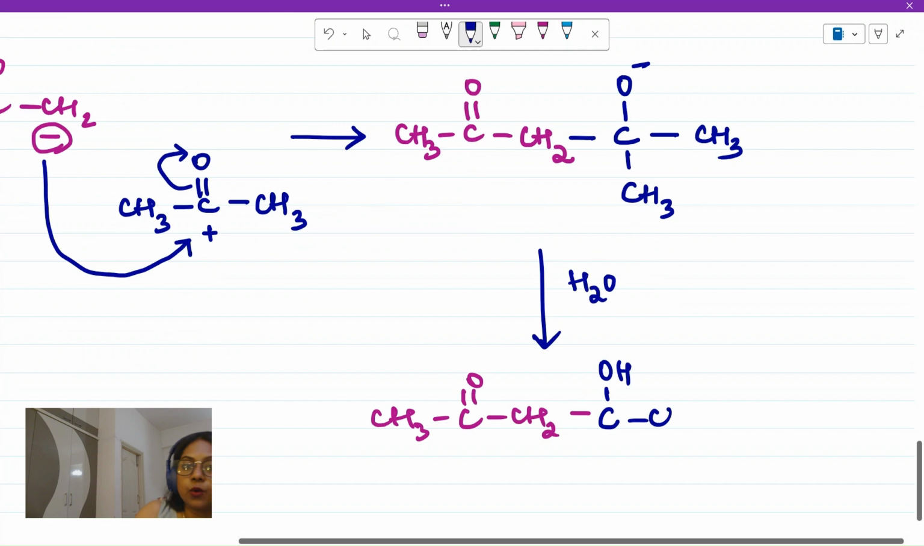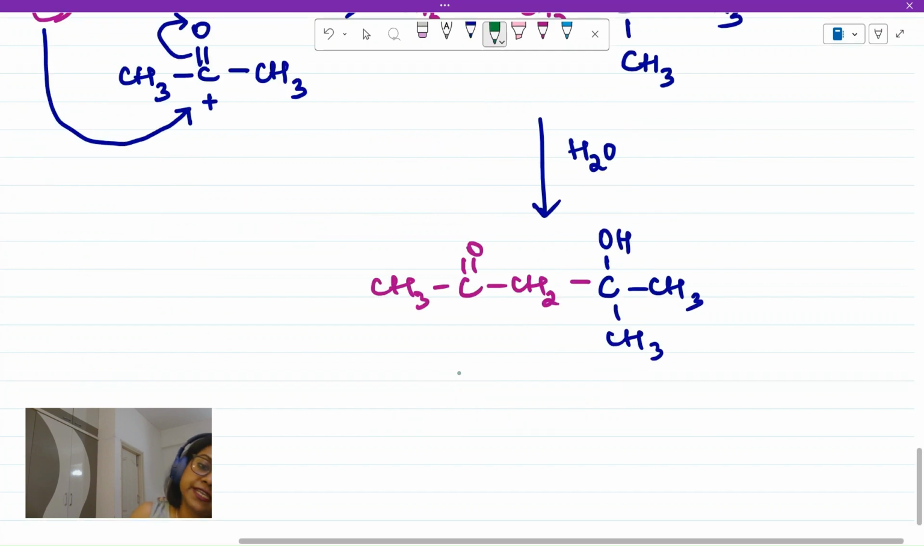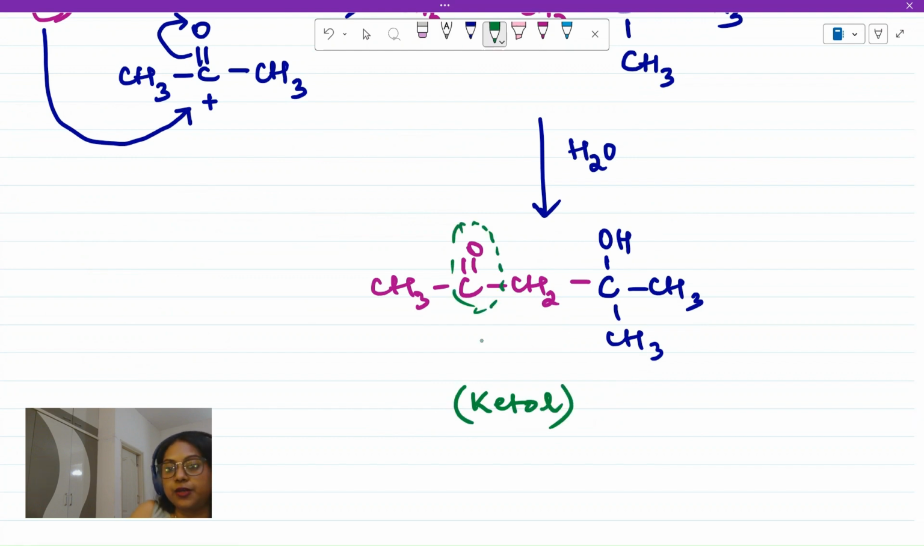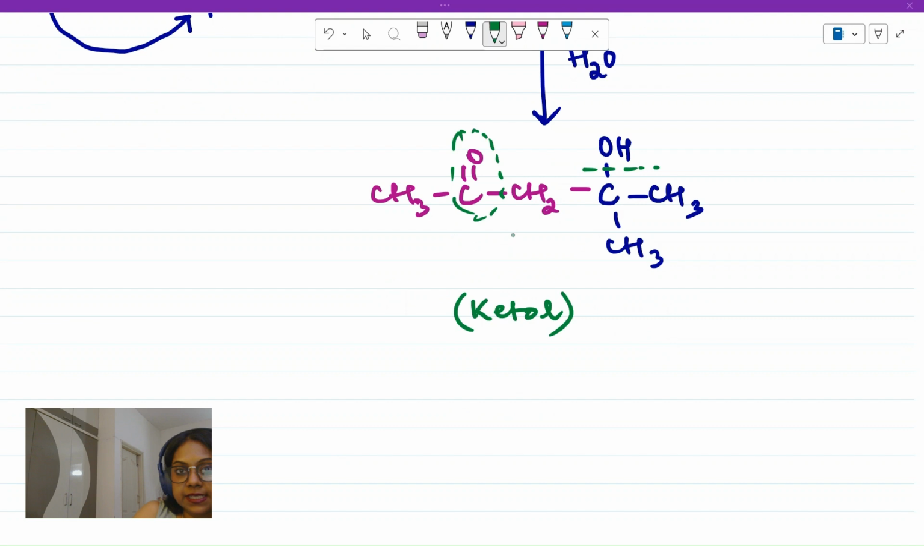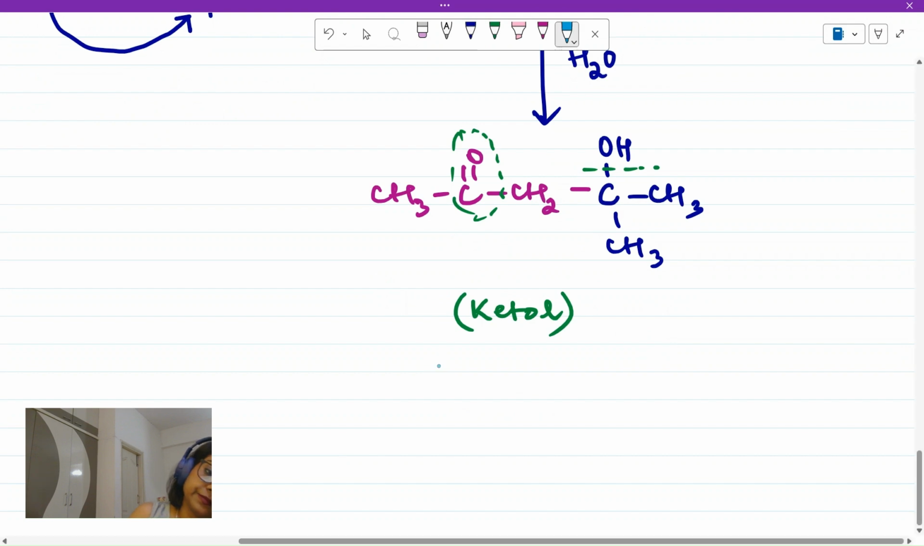What is this called? This is now called a ketone. Why is it called a ketone? Because you have a ketonic group, ketone group, and an alcoholic group. So this is ketone plus alcohol, right? And this can also be named as, any idea? Beta hydroxy ketone.